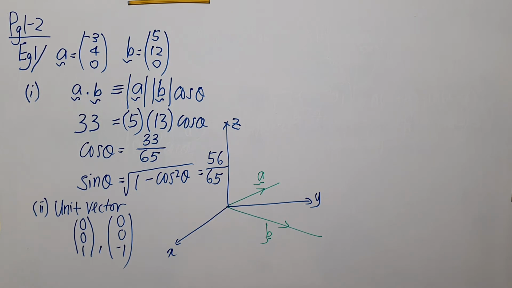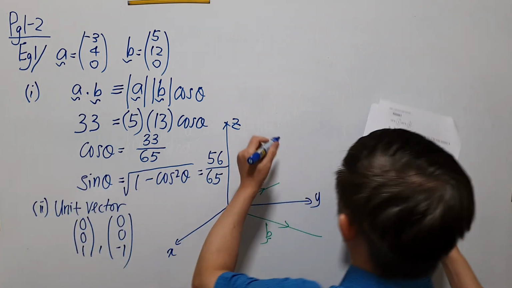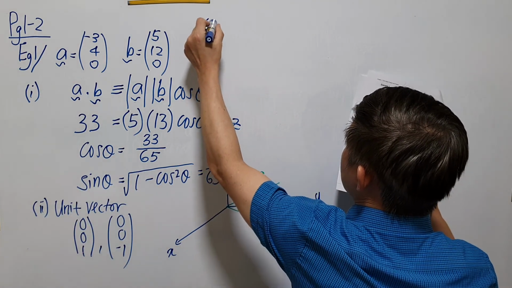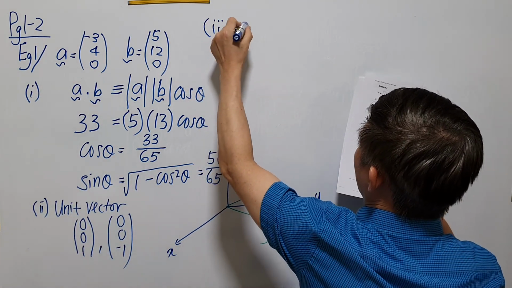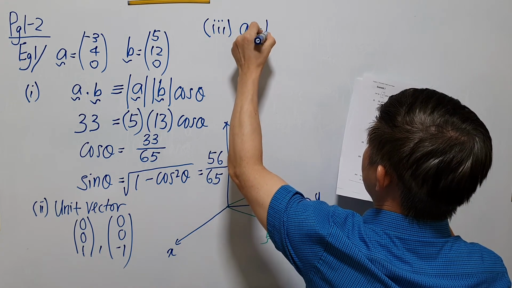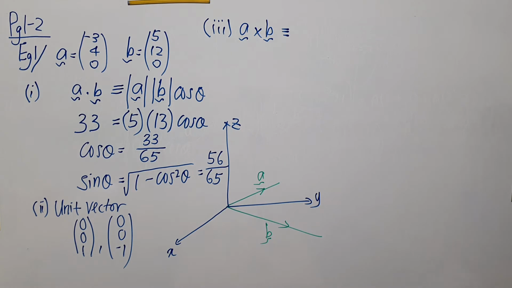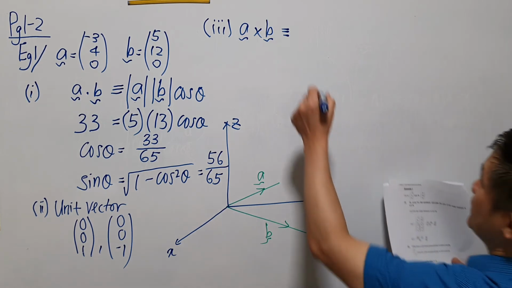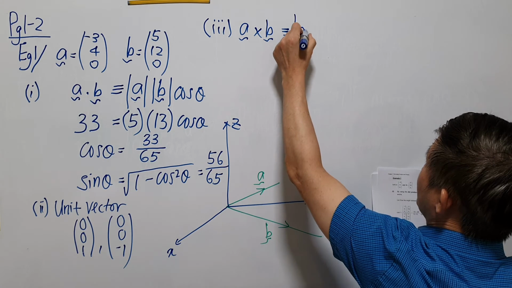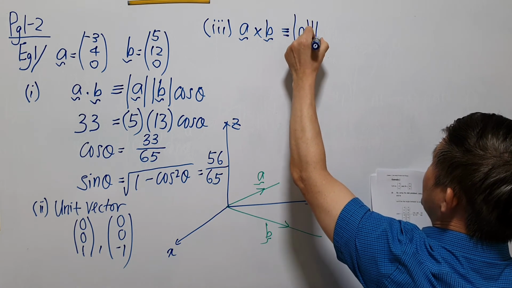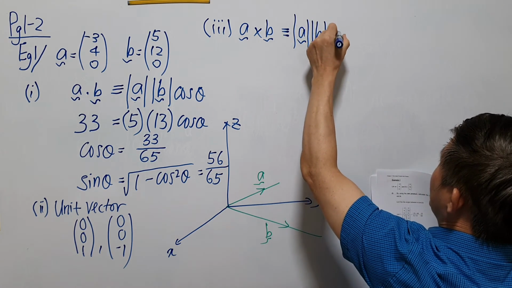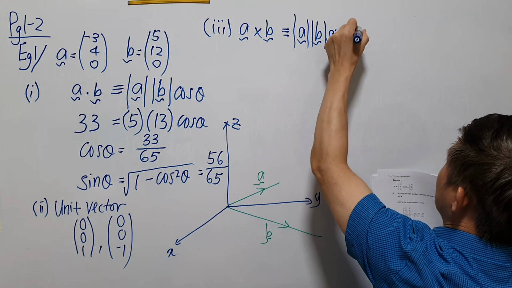Now in part 3 of the question, you're asked to find or compute A cross B. From the previous video, you have understood that cross product is a new arithmetic, something new for you. By definition, cross product is just modulus of A, modulus of B, sine theta, and n cap.